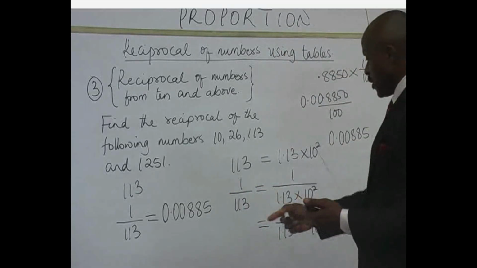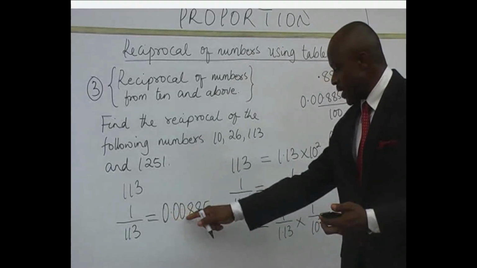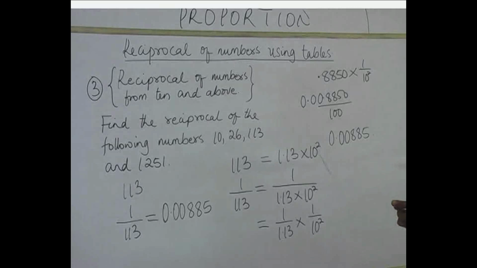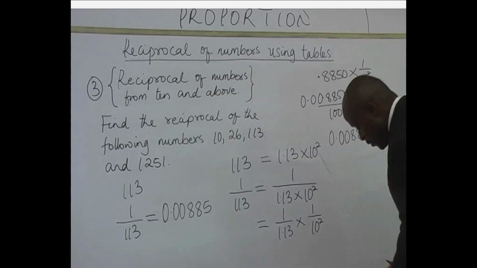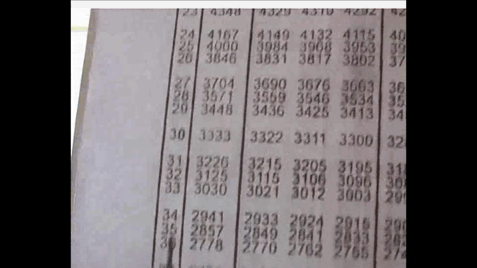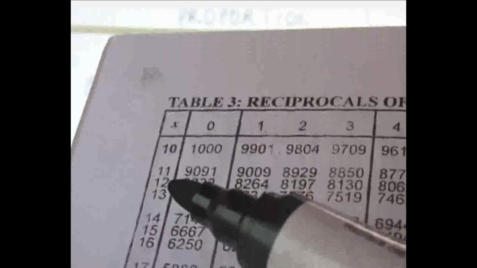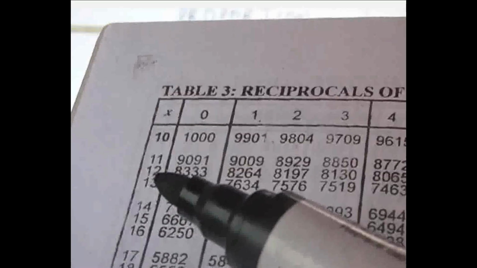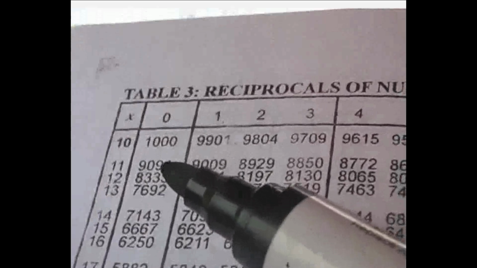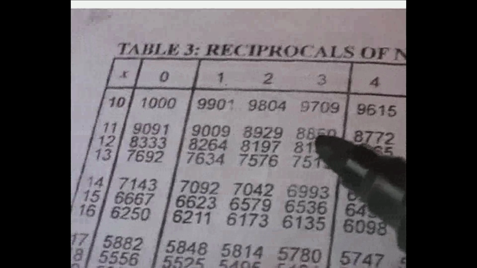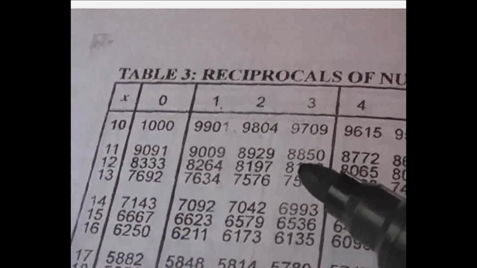And if you look close now, you discover that 0.00885 is the same thing as what we got here with our 4-figure table. I am coming close. The same page 6. You can go up. You're going to see 11. You can see 11 under 10, then 11 under 0, under 1, under 2, and under 3. You can see it's 8850.